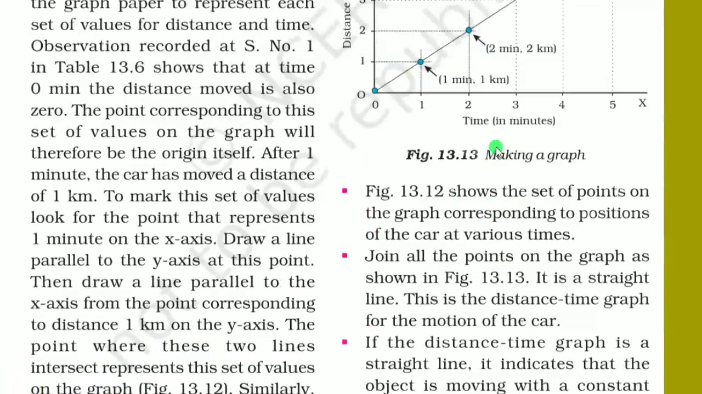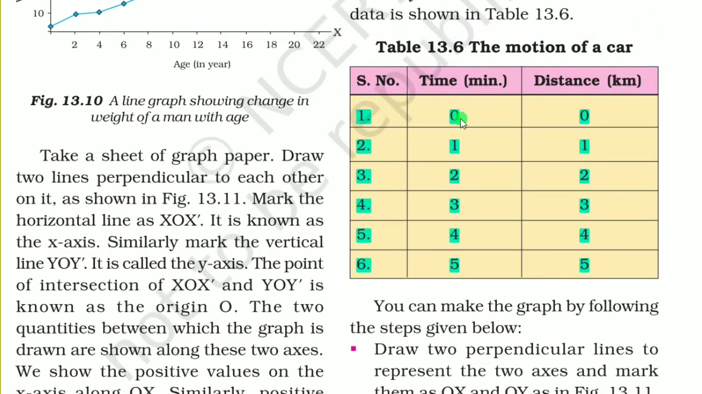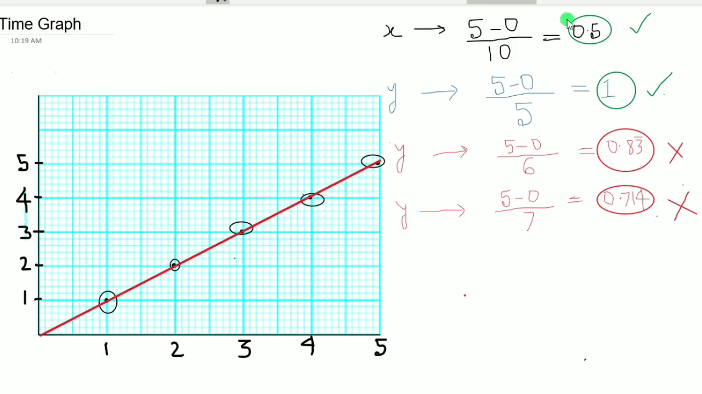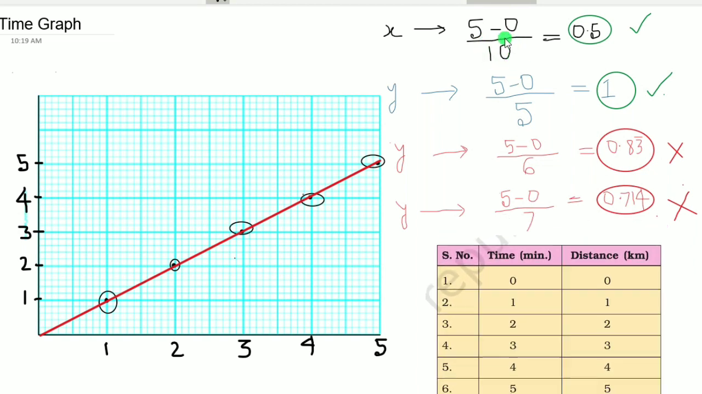Then you can see what the highest value in the data is. We have taken one data set. In the time axis you can see 0 is the lowest value and 5 is the highest value, is it not? So you have to take the difference, 5 minus 0, how much? 5. Then I have divided by 10.